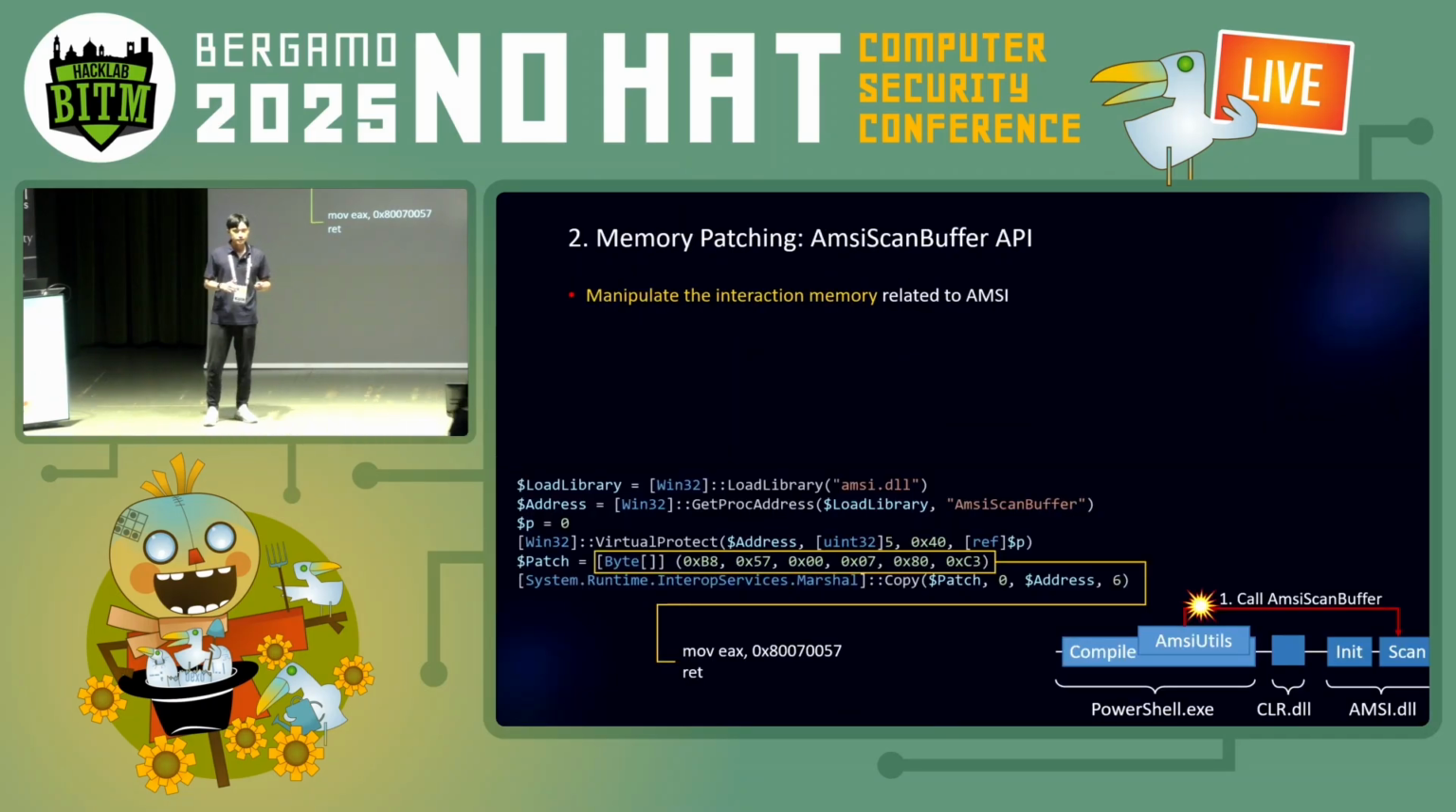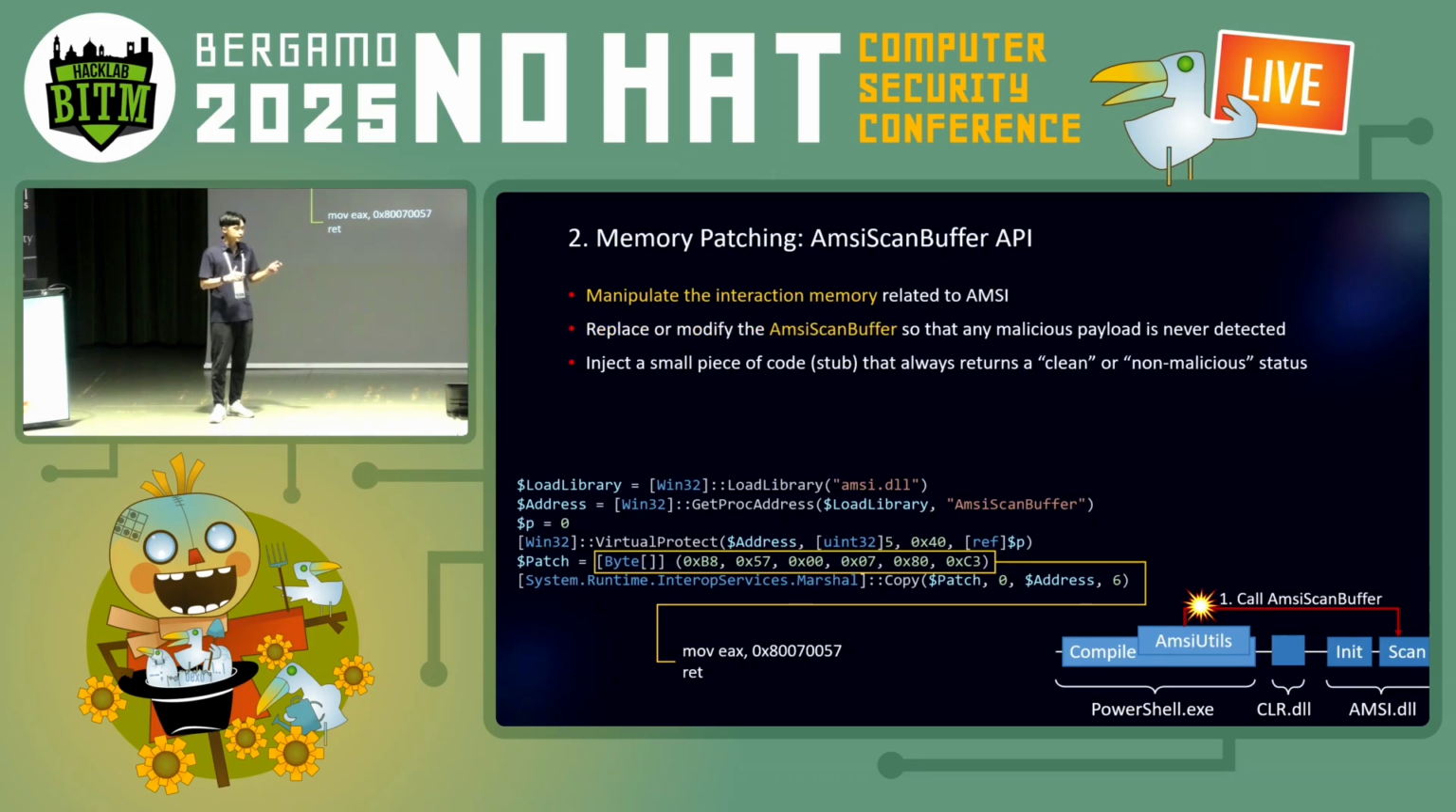The second one is memory patching, which happens at the communication between PowerShell and AMSI. The function AmsiScanBuffer controls the whole scanning workflow and the return value. So the attacker could override and hook this function to return a non-malicious or normal status.